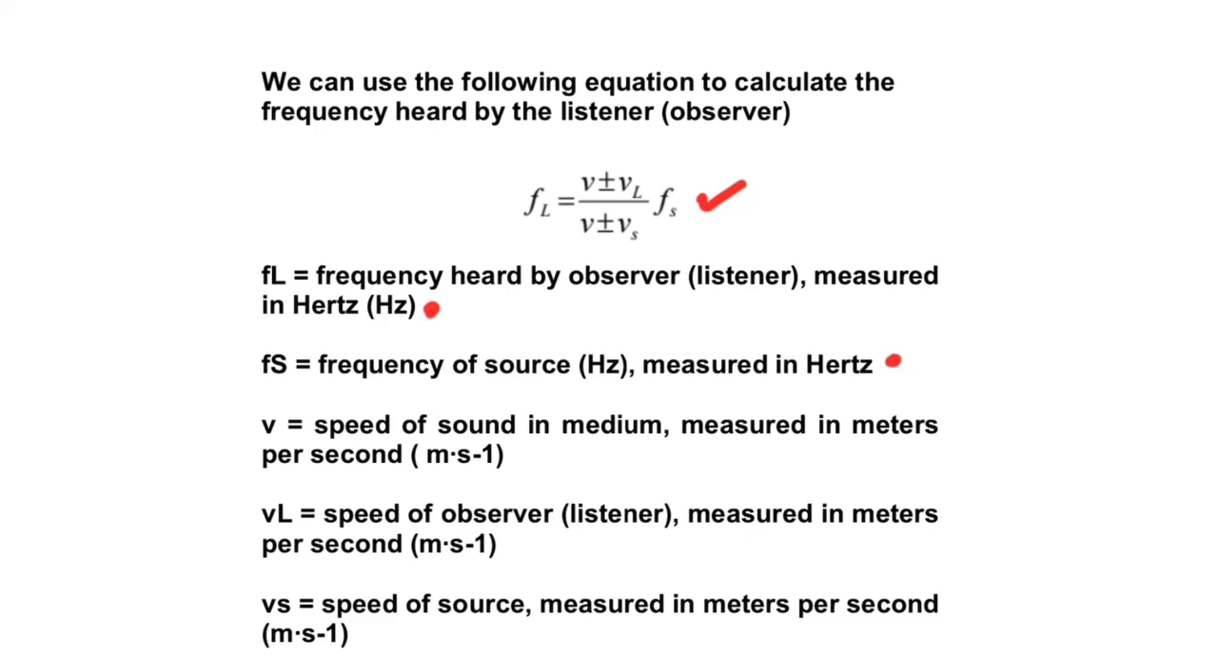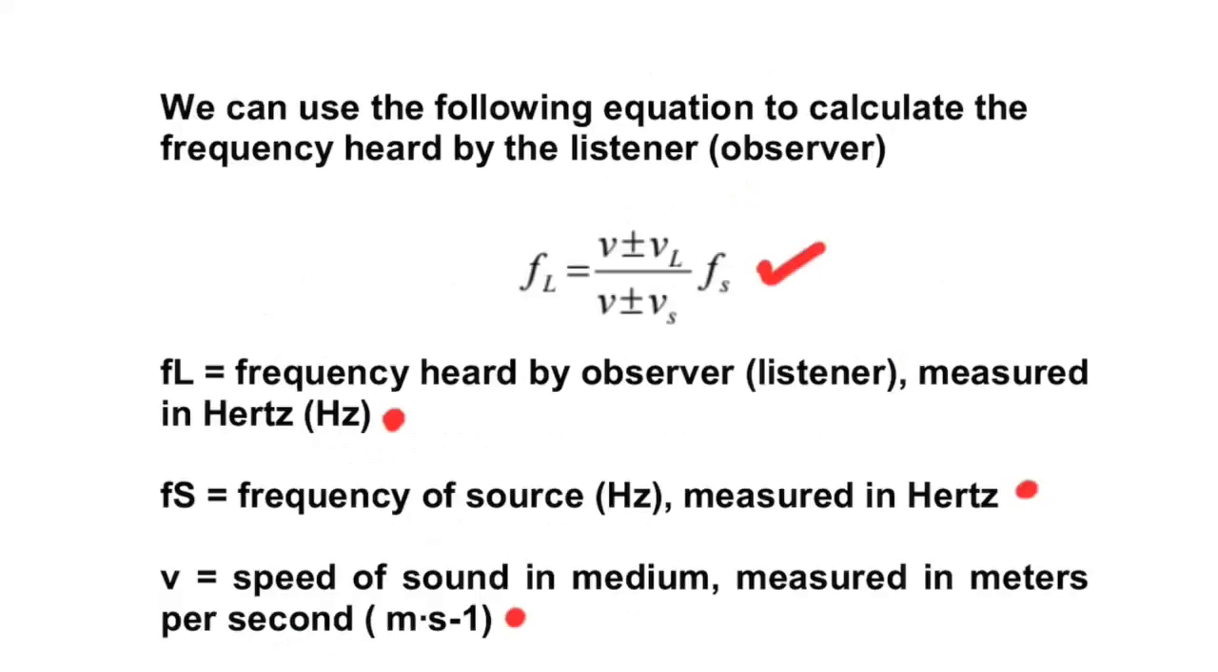It will depend on what the question says. It's not always 340. In other special cases, maybe we're talking about the speed of sound in water, which is way more than 340 meters per second. So V is the speed of sound in the medium, which will depend on the question you have at hand. And then VL, that is the velocity of the observer or the velocity of the listener in meters per second, obviously. And then Vs is the speed of the source, still in meters per second. So this is the equation we use to calculate the frequency heard by the listener or observed.